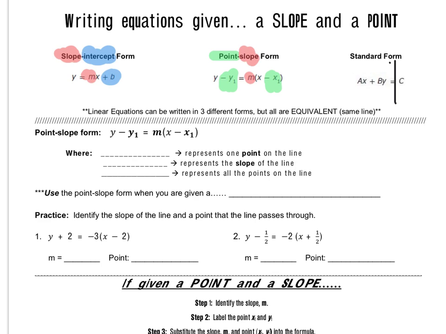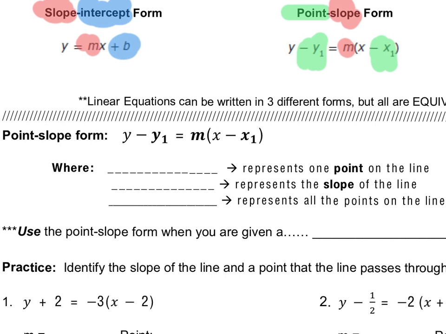It doesn't matter which form these are written in, because for linear equations, all forms are equal. All three of these, slope-intercept, point-slope, and standard form, are all equivalent. They're all the same. They just all look different. So we're going to focus on point-slope form. Point-slope form of a line is in the form y minus y1 equals m times x minus x1.